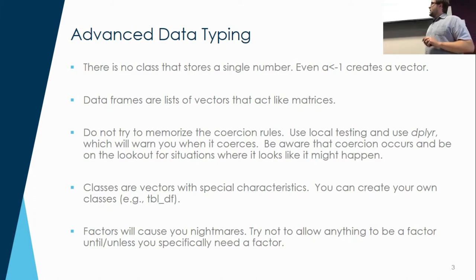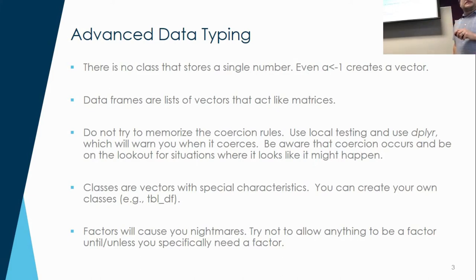This part, do not try to memorize coercion rules. There was a significant amount of content on what coerces to what in what circumstances. It is just a horrible, nightmarish mess of nonsense to try to figure all that out. What I would recommend instead is to use local testing, which means drop to the console and just type things out. I've shown you examples of that a few times in here.